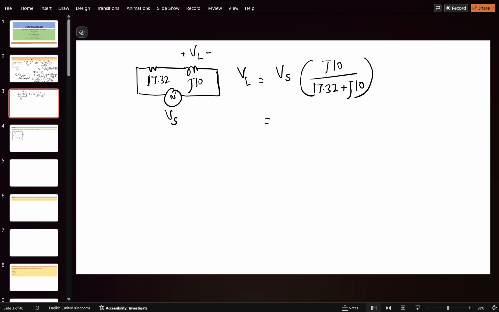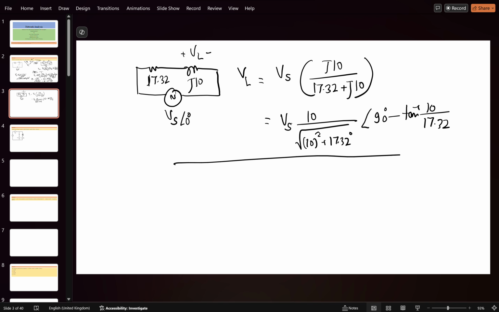Simply, the magnitude will become Vs times 10 divided by root of 10 square plus 17.32 square. If you take the Vs angle as 0 degree, the angle will become 90 degree minus tan inverse 10 by 17.32. This is a simple way to solve for the angle of VL with respect to Vs. That is 90 minus tan inverse 10 by 17.32.